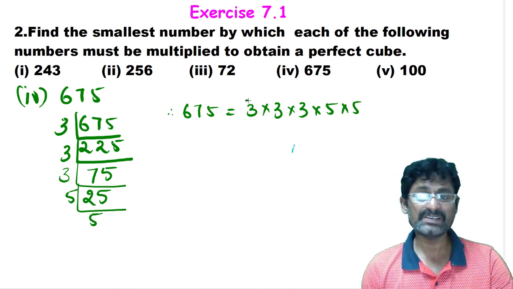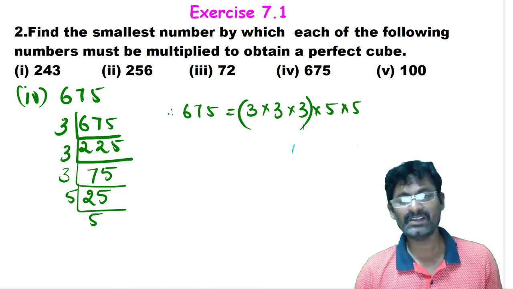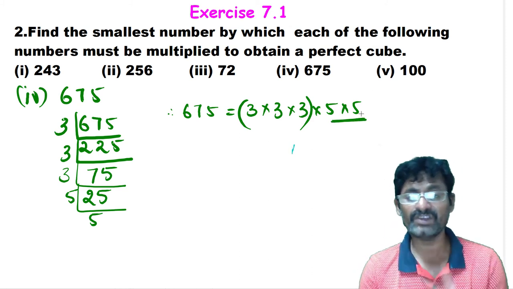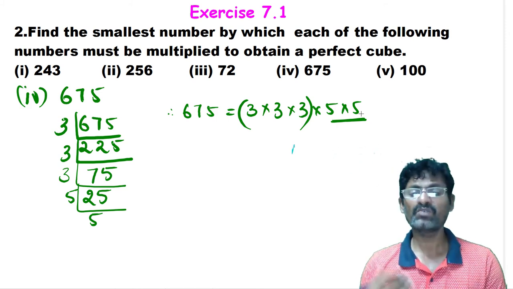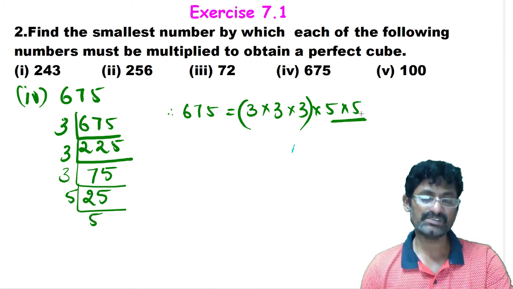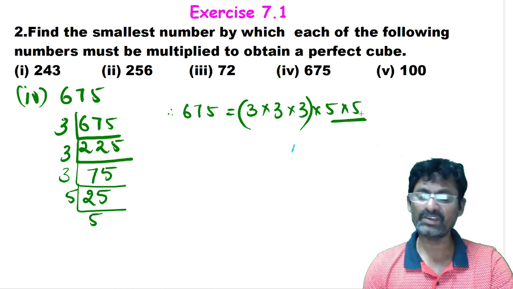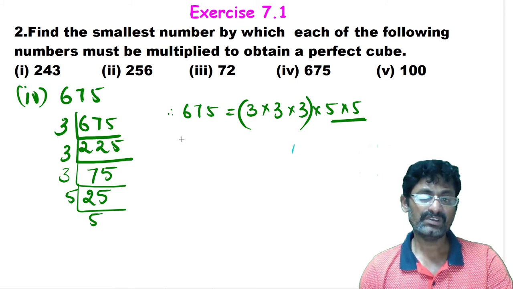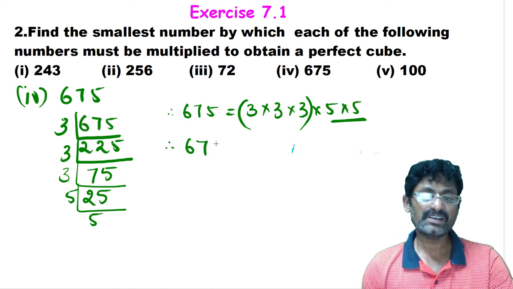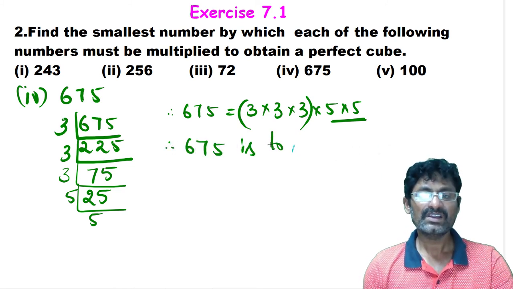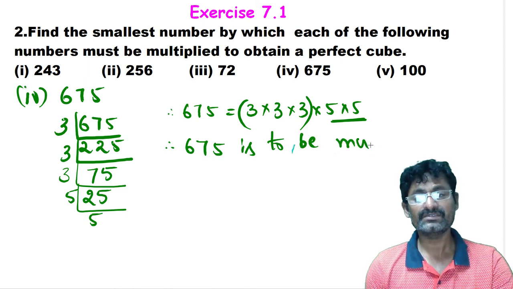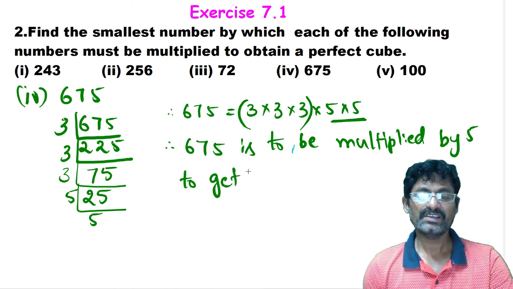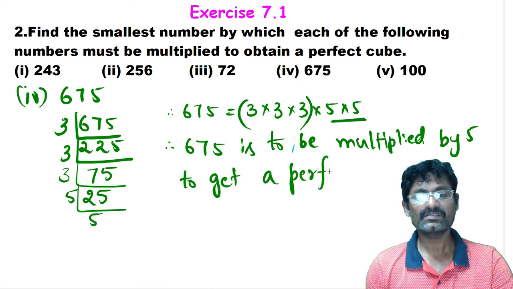Now observe the triplets. 3 times 3 times 3 is triplet. Now in the second part 5 times 5 is there. We need 3 5s. We need triplet. We have only 2 5s. So additionally we need one more 5. That means 675 is to be multiplied by 5. So therefore 675 is to be multiplied by 5 to get a perfect cube.